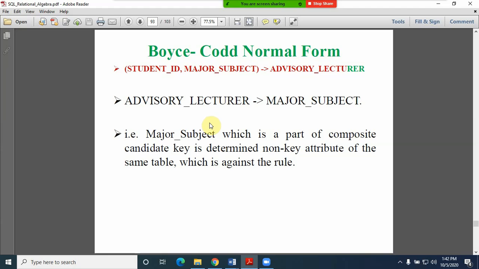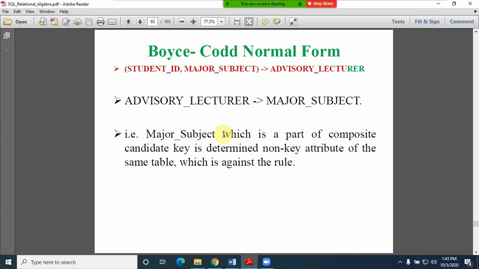If you are giving my name, my name would be in the B section as well as the C section. In B I am teaching RDBMS, in C I am teaching FIS. So this is how you can observe this table is not in the BCNF. So what is the problem here? Major subject, which is part of a composite candidate key, is determined by a non-key attribute.